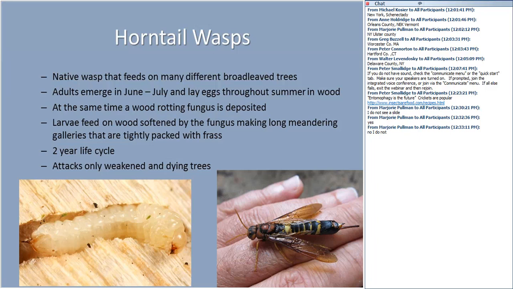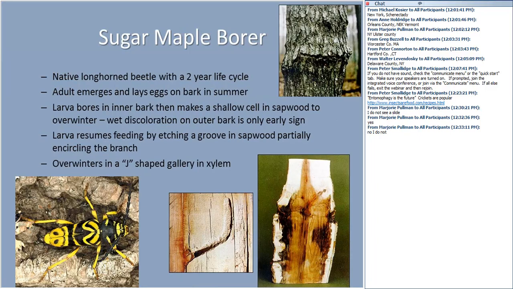At what point does a tree become susceptible to the horntail wasp? Maybe the stressors can work on them, and somehow the horntail wasp will sense that the tree is at the right point to attack. I don't think it'll ever be a primary pest, but it's interesting nonetheless.